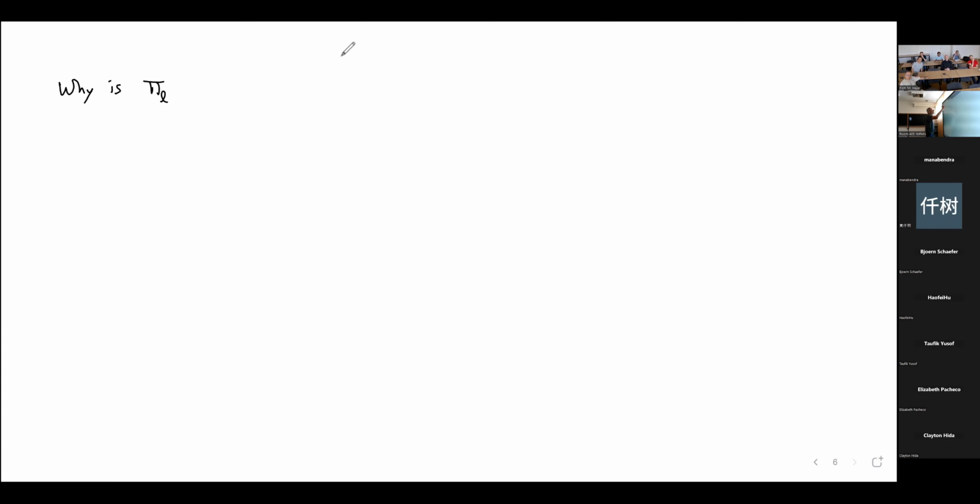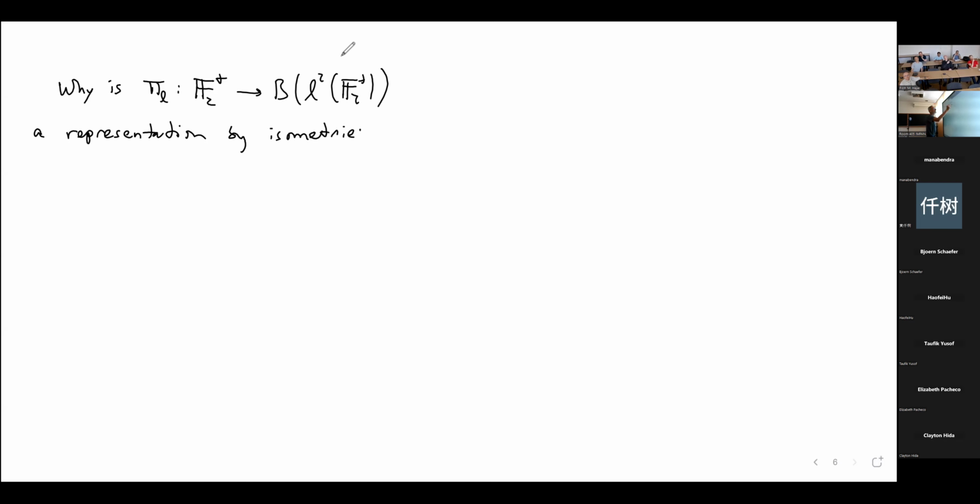So this I sub L, say from F2 plus into the bounded operators on L2, a representation by isometries. So this is almost a silly question, but let's just write out what it means. So let's look at I_L of some element.